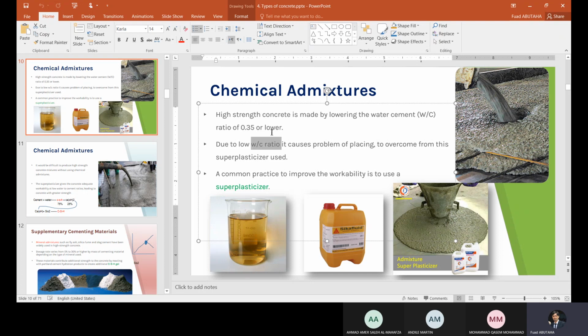And the chemical admixture that we use in order to improve the workability with the same water to cement ratio is superplasticizer. Superplasticizer is a chemical that can be added to the concrete in a small dosage in order to improve the workability while at the same time maintaining the same water to cement ratio. Maintain the low water to cement ratio in the concrete. So we can have a low water cement ratio to achieve high compressive strength, and at the same time, we have superplasticizer to achieve a good workable concrete.